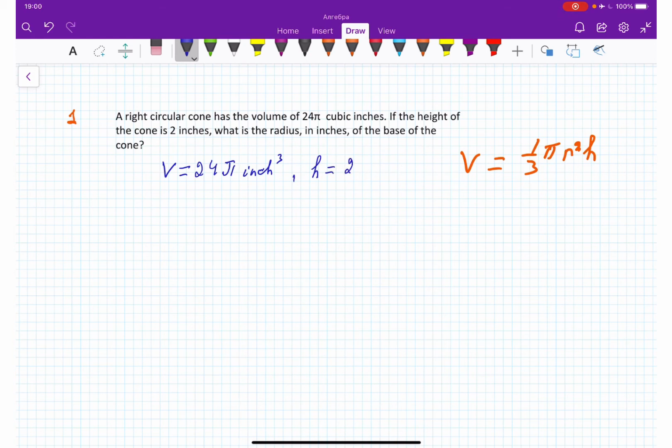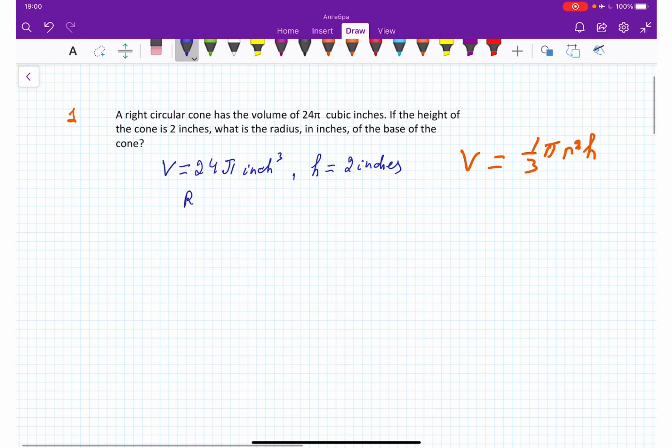If the height of the cone is 2 inches, what is the radius in inches of the base of the cone? The radius, well, we need to find the radius. First of all, this is our cone.